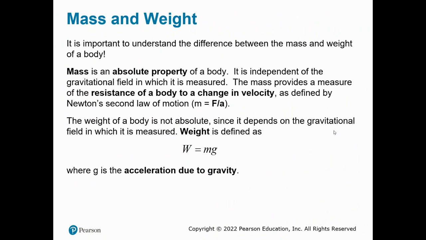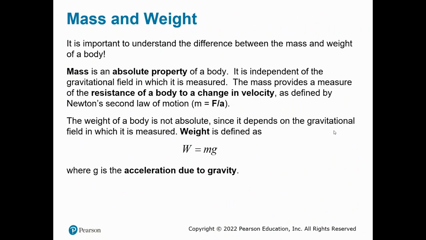It's important to understand the difference between the mass and the weight of the body. Mass is an absolute property of a body. It's independent of the gravitational field in which it's measured. So, in other words, if the mass of an object is 50 kilograms, it doesn't matter if I weigh it on the Earth, on the Moon, or on Jupiter, anywhere that you measure, the mass will always be the same.